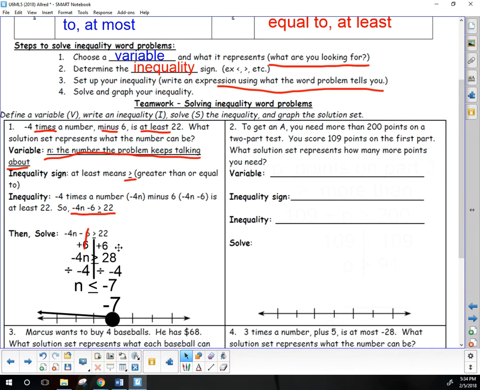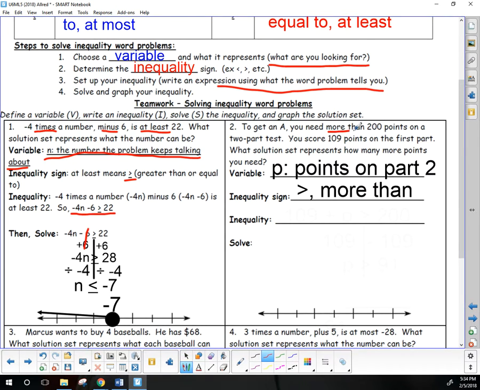For number 2, to get an A, you need more than 200 points on a 2-part test, and you score 109 points on the first part. What solution set represents how many more points you need? Ed Puzzle is going to ask you what you think the variable should represent. That's right. The variable should represent the number of points on part 2. Ed Puzzle is going to ask you what kind of inequality sign you think we need. That's right. You need a greater than sign here since it says more. You need more than 200 points. So you already have 109, plus you're going to get P more points on part 2, and you need to have more than 200 altogether.